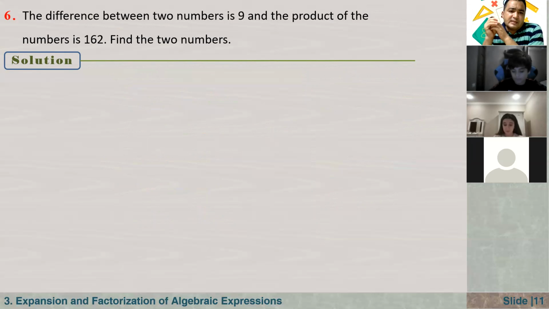Another question, 6. The difference between two numbers is 9, and the product of the numbers is 162. Find the numbers. This question is for you, Rifa and Ayan. I will give you 3 minutes, okay? Do it quickly and just tell me the answer. After 3 minutes, we will discuss together, okay? Can you solve it on a piece of paper if you have it on your table? Exactly, you have 3 minutes, okay? Time starts now.